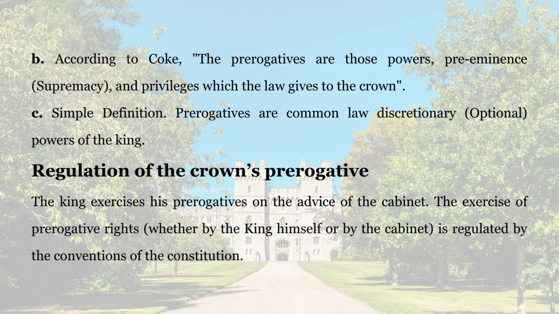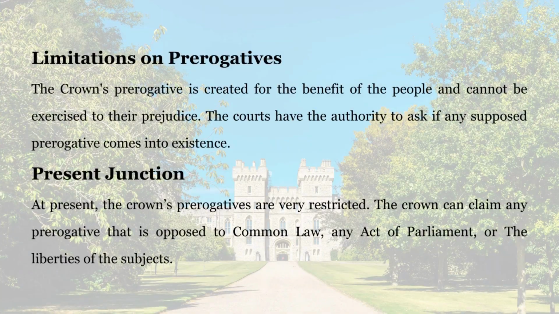Regulation of the crown's prerogative. The king exercises his prerogatives on the advice of the cabinet. The exercise of prerogative rights, whether by the king himself or by the cabinet, is regulated by the conventions of the Constitution. Limitations on prerogatives. The crown's prerogative is created for the benefit of the people and cannot be exercised to their prejudice. The courts have the authority to ask if any supposed prerogative comes into existence.